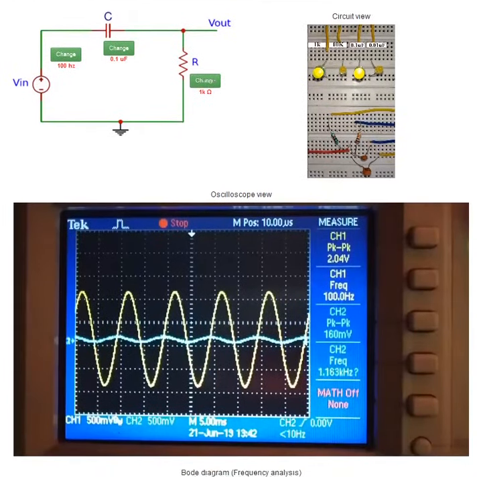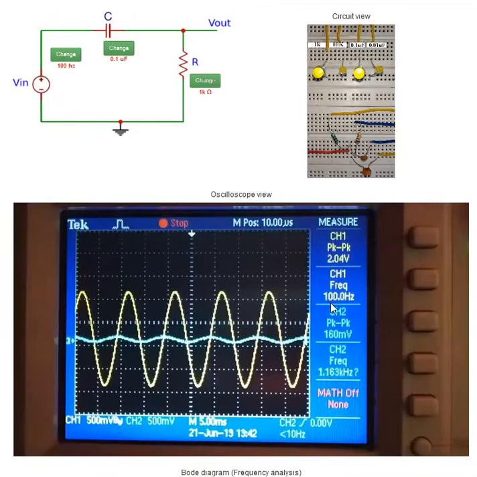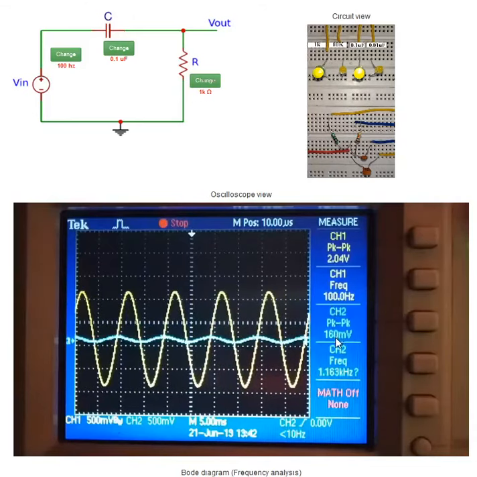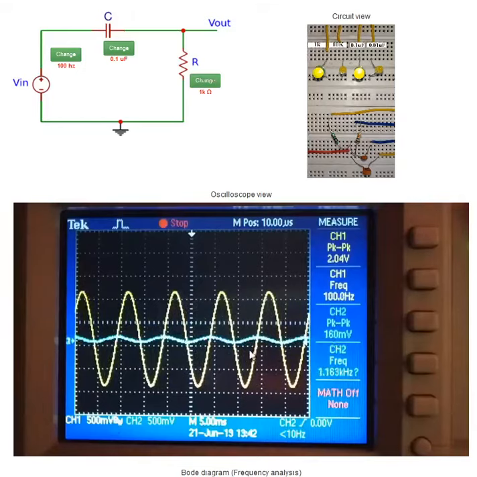Since the input frequency is 100 Hz, which is less than the cutoff frequency of the filter, the time response in the oscilloscope shows the output voltage is 160 mV. It's also interesting to observe the output signal of the filter leads the input signal in phase.